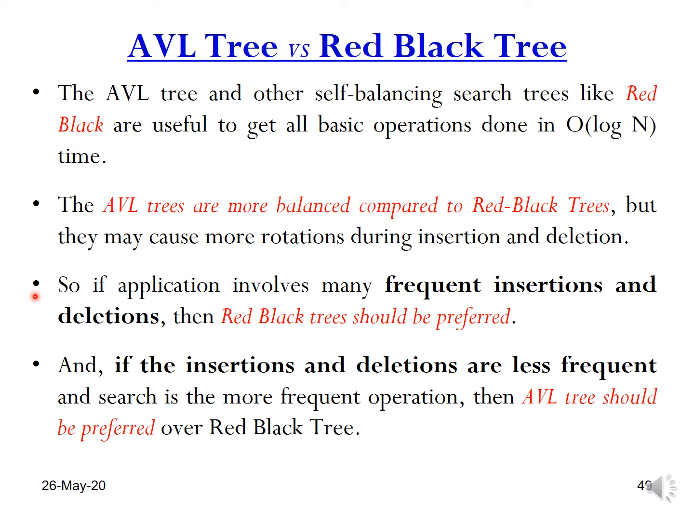So if the application involves many frequent insertions and deletions, then red black tree should be preferred. Otherwise, we must prefer the AVL tree where there is no frequent insertion and deletion. And if the insertion and deletion are less frequent and search is the more frequent operation, then AVL tree should be preferred over red black tree. This is the difference between the AVL tree and the red black tree.